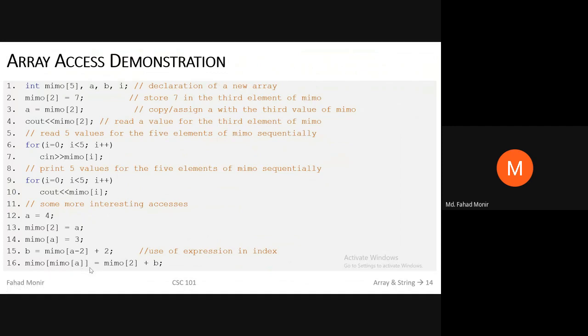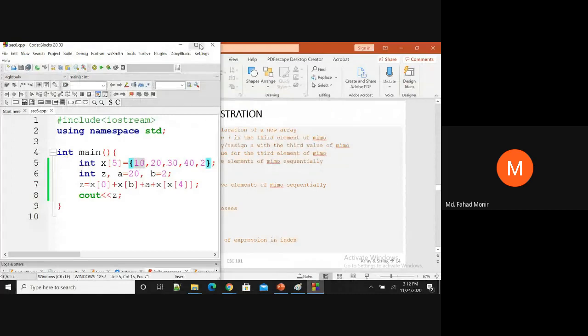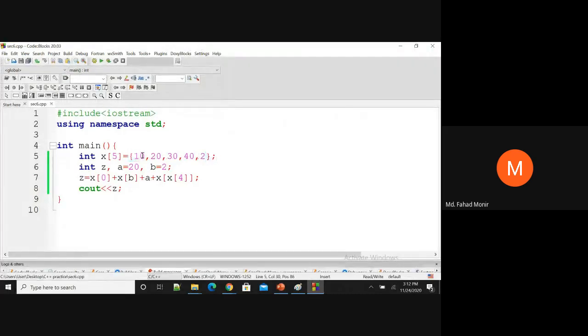Some of you have asked me how we can print out all the values in an array. For example, we have all the values 10, 20, 30, 40 and 2, right? How can I print out all the values? So in the next video session in the lab class we will learn how to print out the values and how to take the input of the values. Okay, so this recording is going to be stopped here.